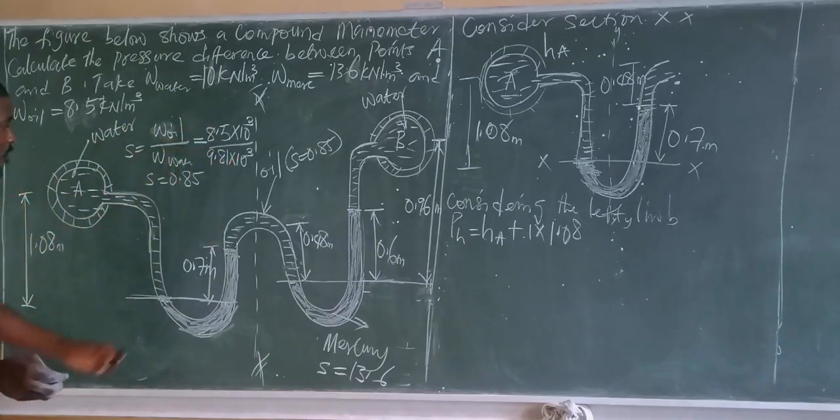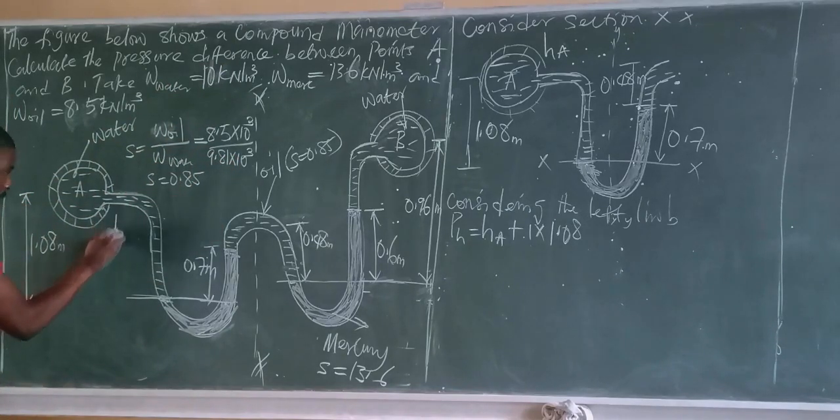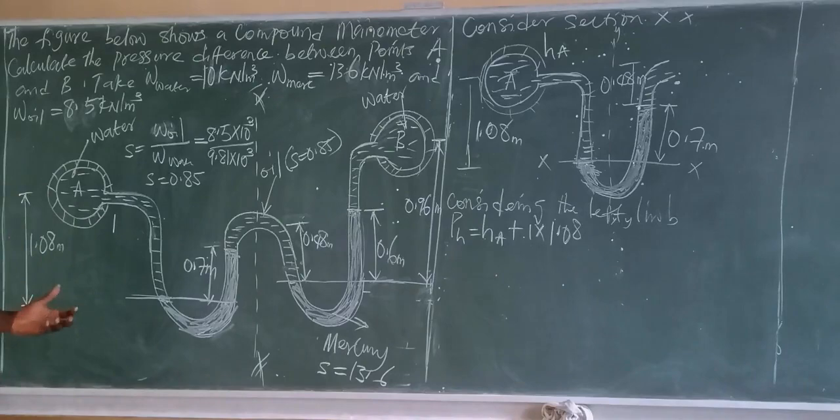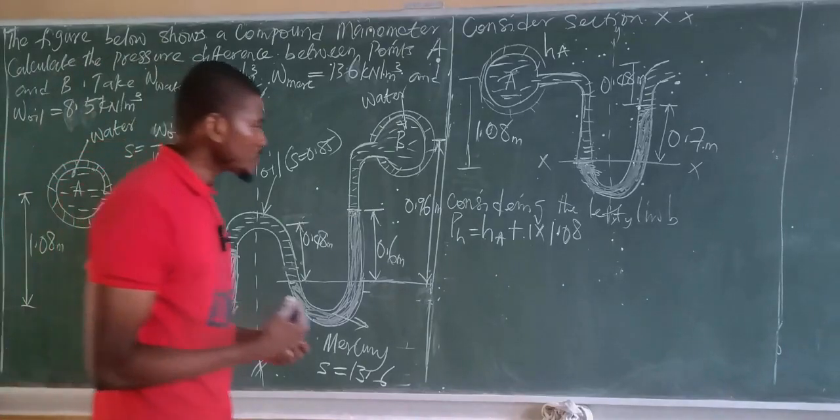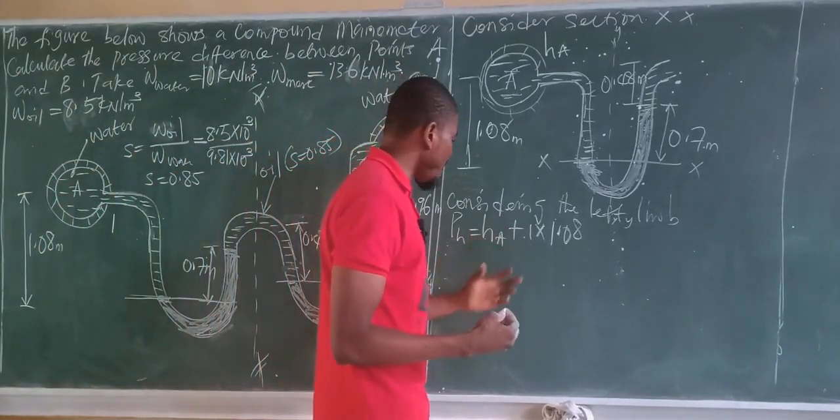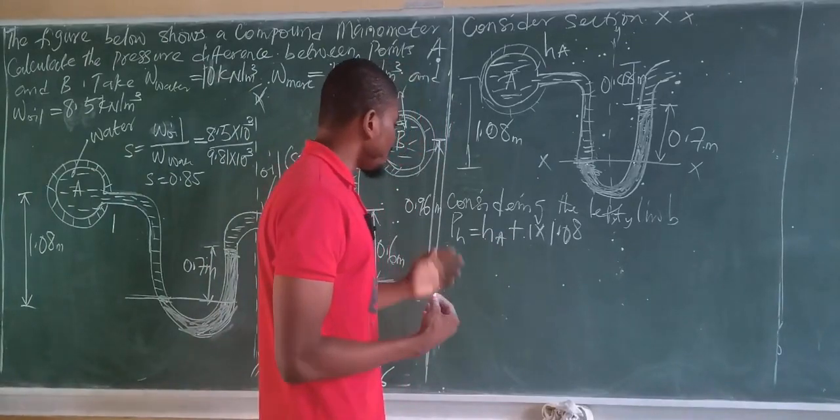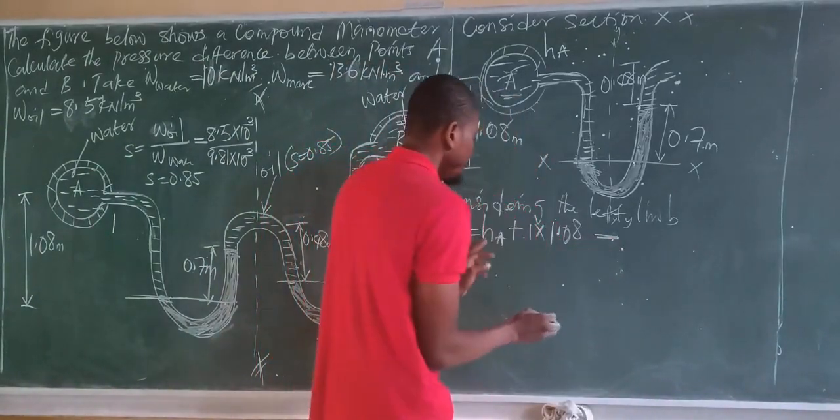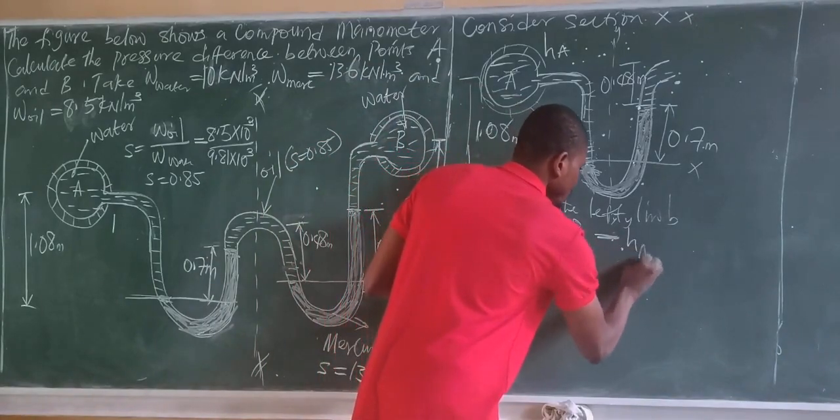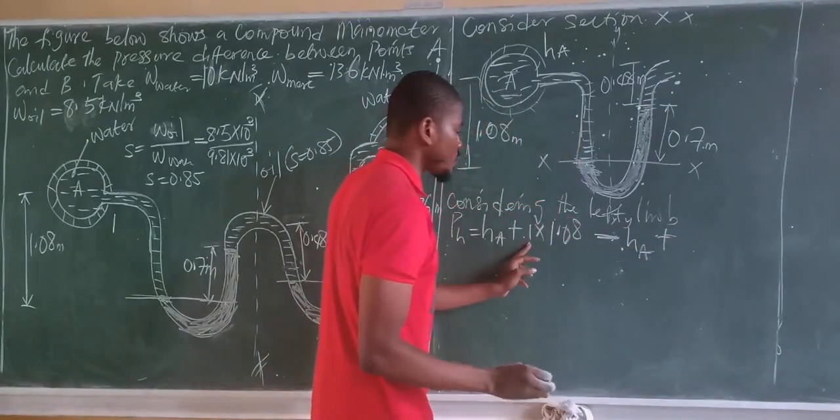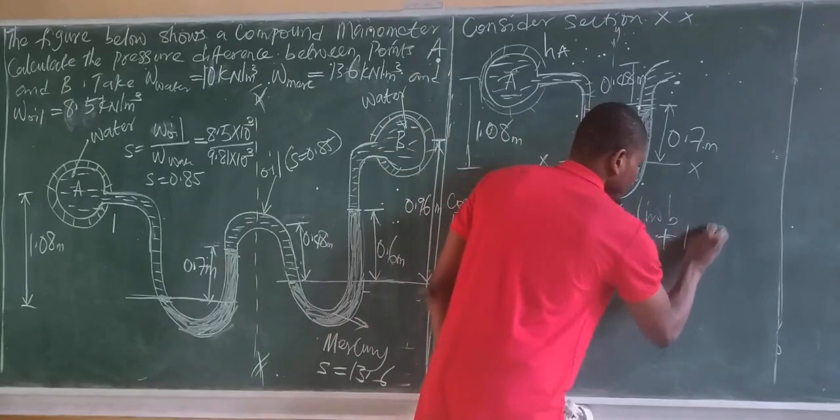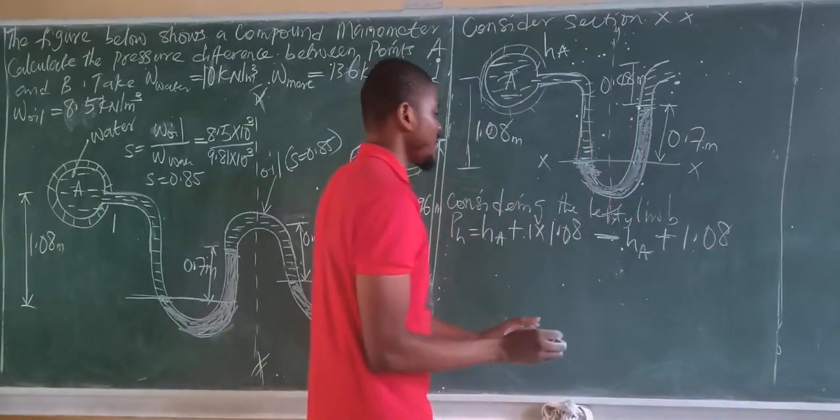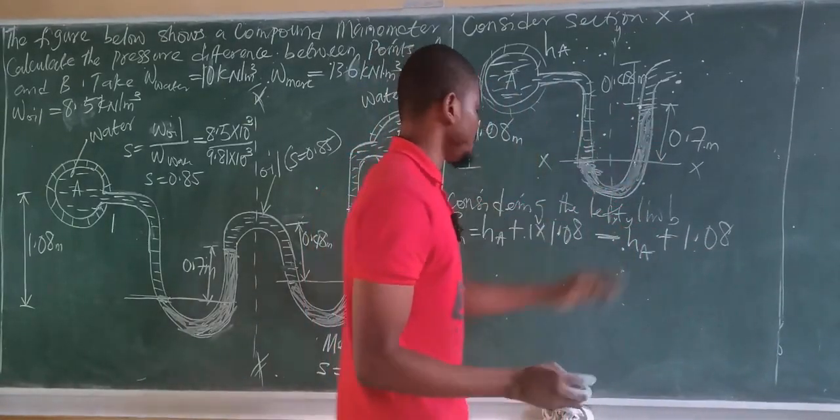If you do this, you're also going to obtain approximately 1 as the specific gravity of water. So keep that in mind. All right, so it means we have this. So let's fall back here now. The total pressure head is now equal to HA plus 1 times 1.08, which remains 1.08. Keeping this aside, you now consider the right limb.